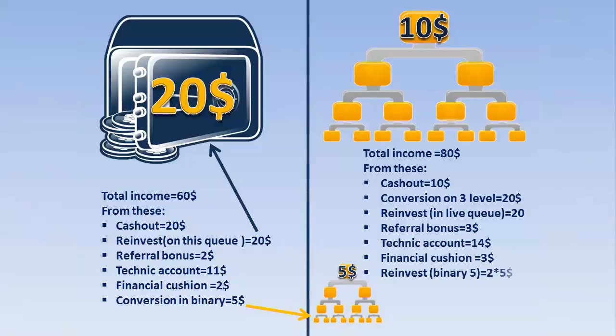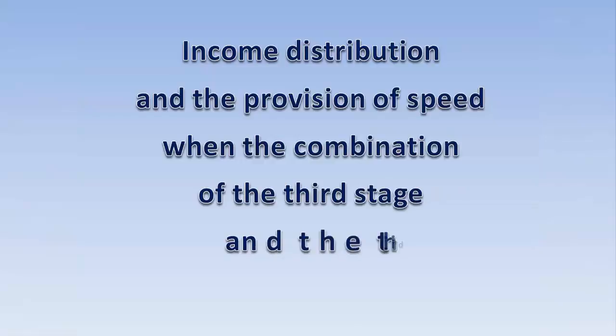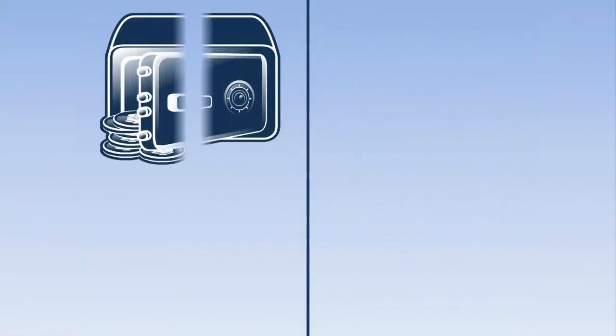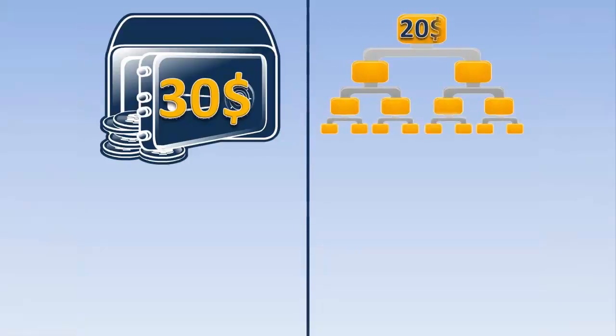In the first stage of the binary, this time $10 bought 2 seats for you. Closing of the third stage gives you an affordable $30 return on net income. For $30, another reinvested place in the same queue will be acquired automatically. Charges on referral bonus and financial cash-in now account for $5.